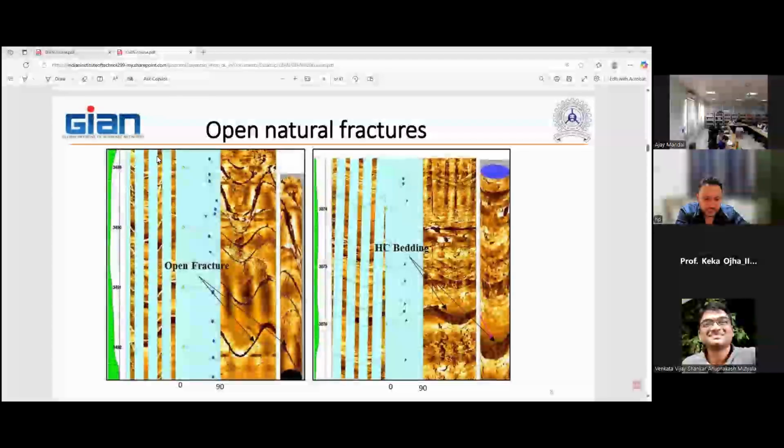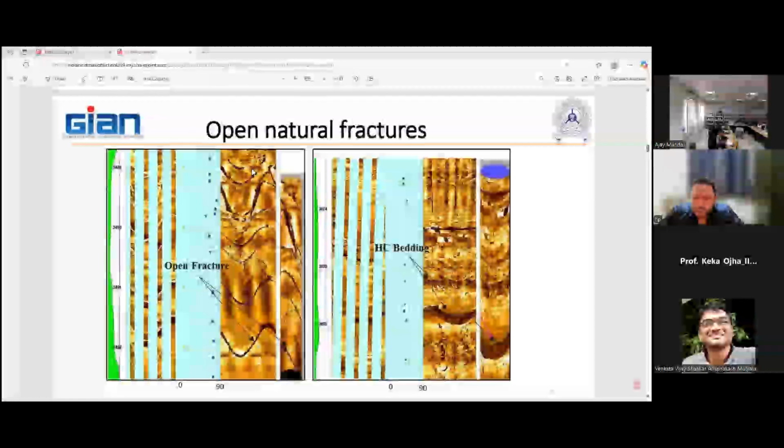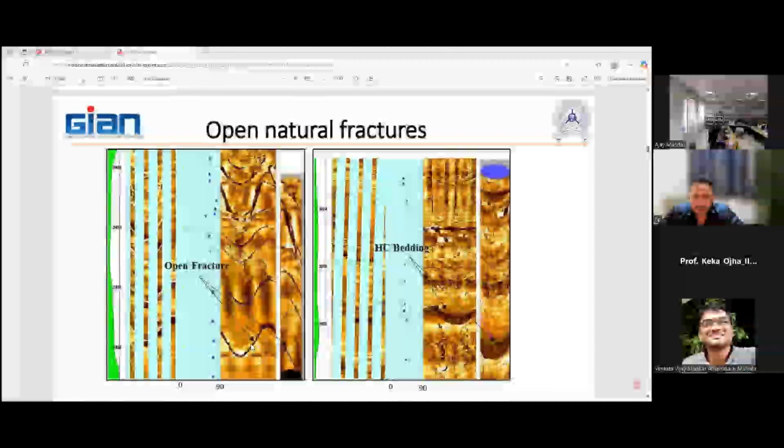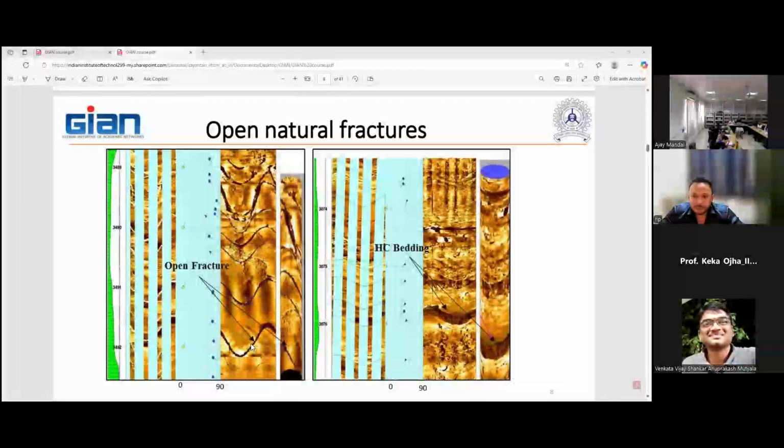So please take a look at this image. What do you see there? In this image, you can see some natural fractures in this image log. These are the natural fractures. You can see them here. The reason you are seeing these sinusoidal shapes of natural fractures is because you are projecting a cylindrical object onto a flat plane. That's why you are looking at these sinusoids.